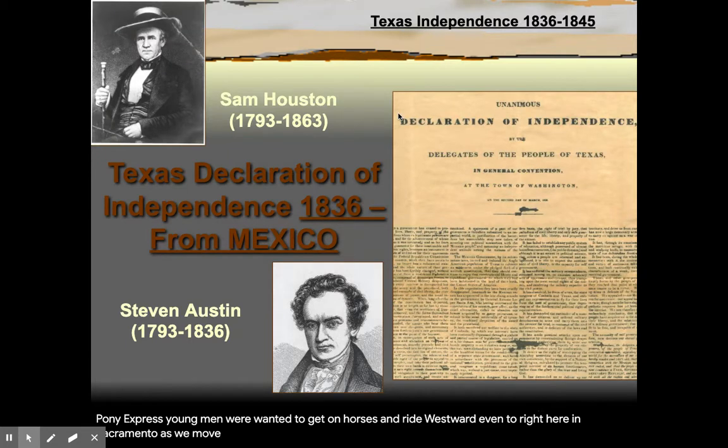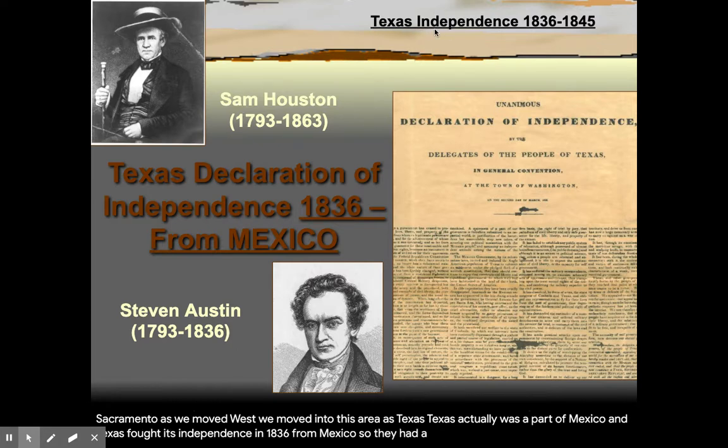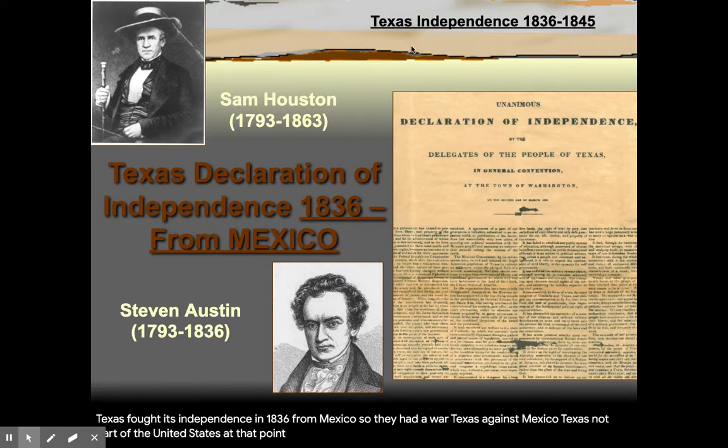As we moved west, we moved into this area of Texas. Texas actually was a part of Mexico, and Texas fought for its independence from Mexico in 1836. So they had a war, Texas against Mexico. Texas was not part of the United States at that point. Texas actually won this and was an independent nation from 1836 to 1845.